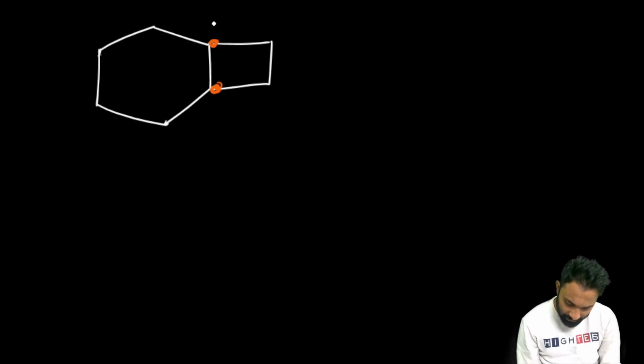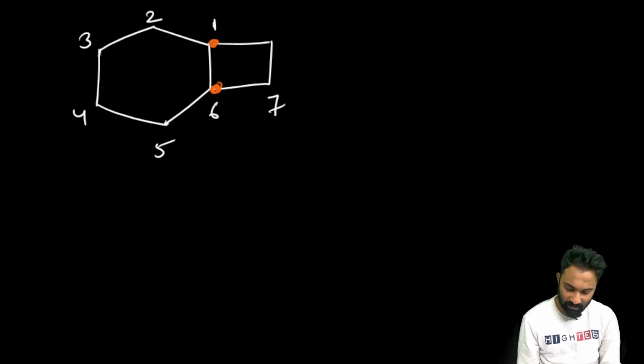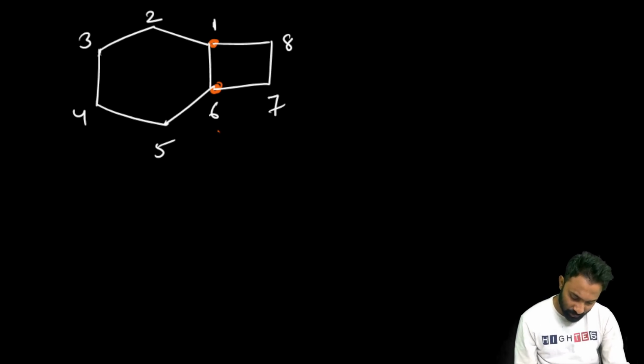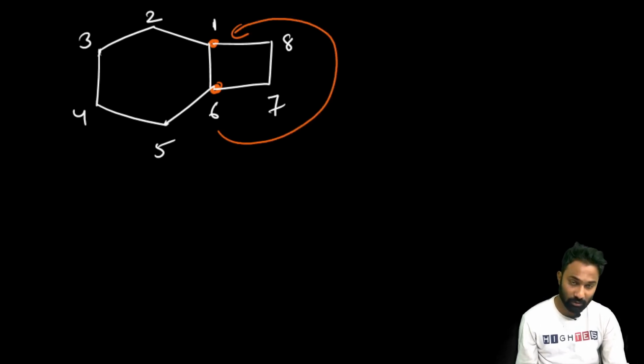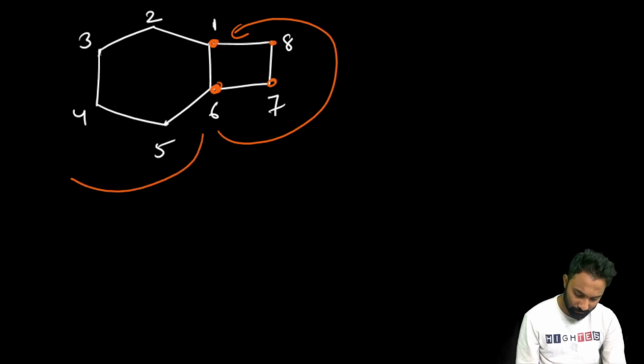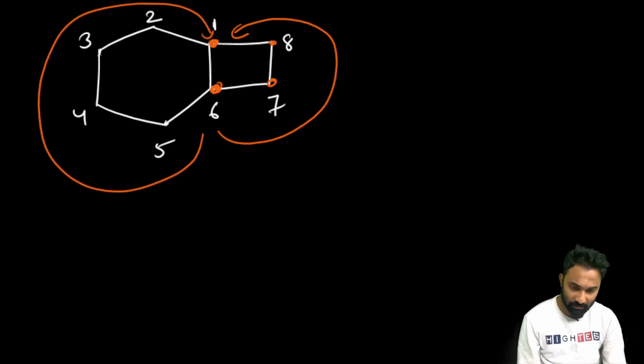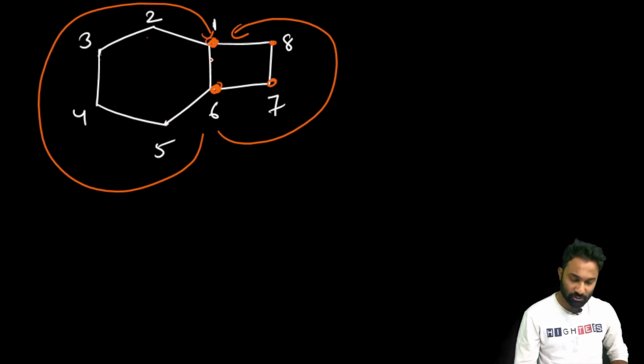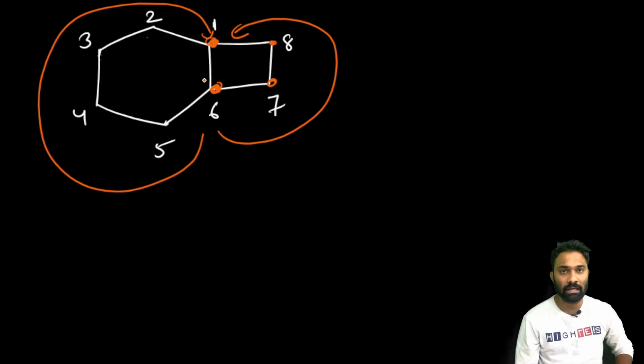Now if you take this as 1, this is 2, this is 3, this is 4, this is 5, this is 6, this is 7 and this is 8. Then from this bridged carbon to this bridged carbon, you get only 2 carbons. If you choose this path from this bridged carbon to this bridged carbon, how many carbons do you get? 1, 2, 3, 4. Clear? Now, in between these bridged carbons, there is no carbon.